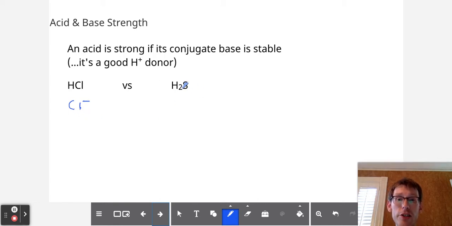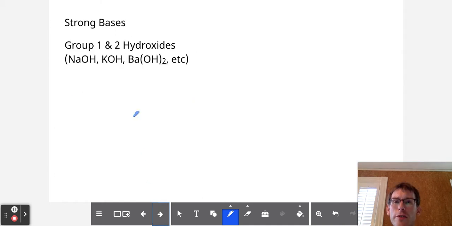By contrast, H2S is not one of the seven strong acids, and so it is a weak acid. And it's weak because the HS- anion as a conjugate base is not very stable, and you can say that has something to do with the fact that sulfur is not quite as good at holding that negative charge because it's not as electronegative as, say, chlorine. There's a little bit more to it than electronegativity, but that's a good starting point.